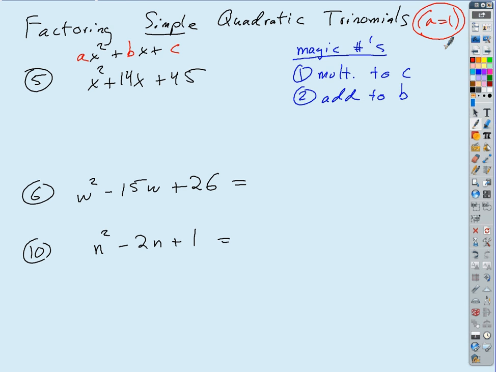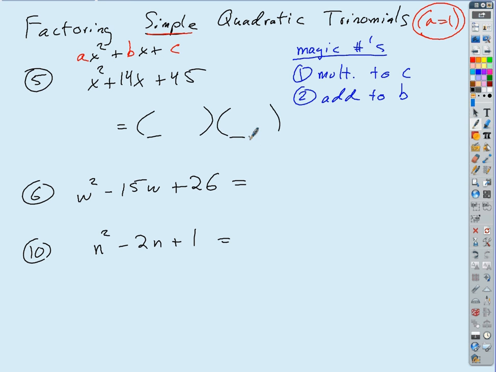If a is equal to 1, the a goes away, right? And we just get x squared plus bx plus c. That's why they're simple, because a is equal to 1. Then it's a simple pattern, right? Now let's think what has to happen here. If I'm going to break this up into a product of factors, what has to go there and there?